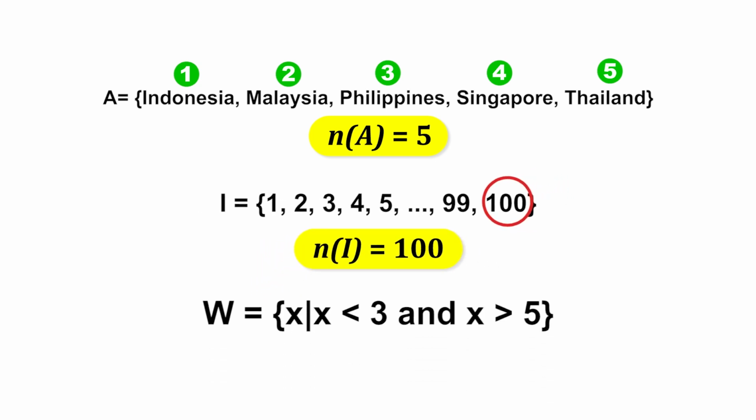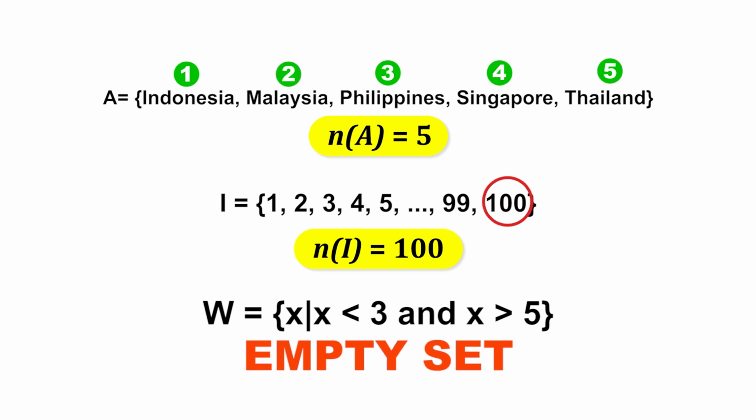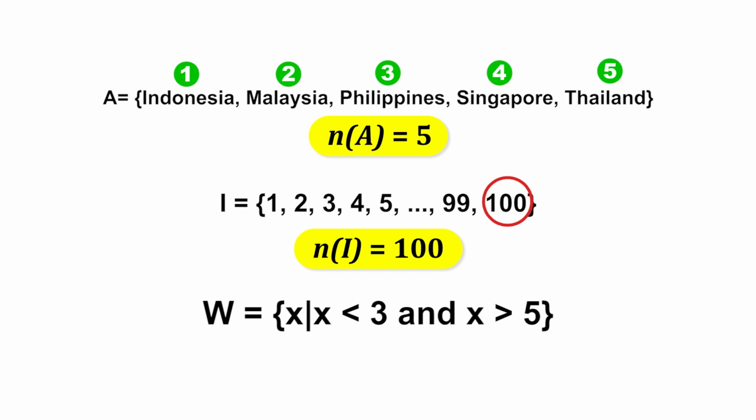W is a set of X such that X is less than 3 and X is greater than 5 is an empty set. It has no elements and therefore the cardinality of W is 0. In symbol, we write this way.